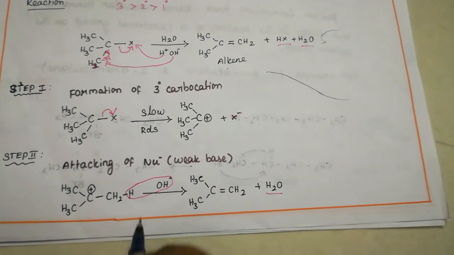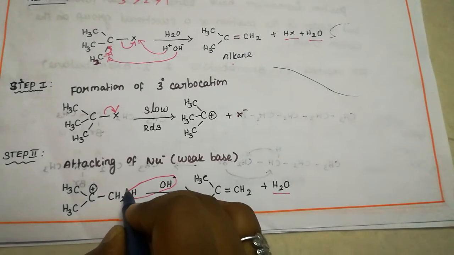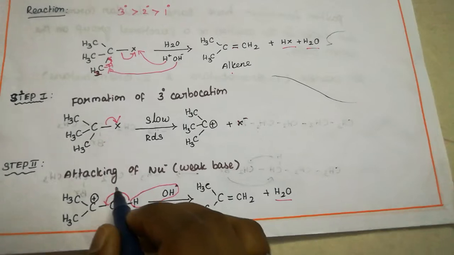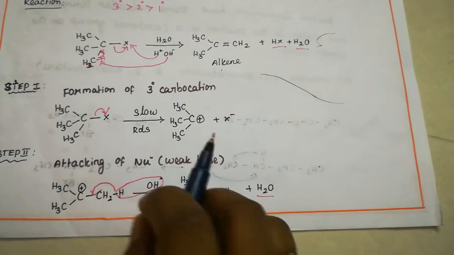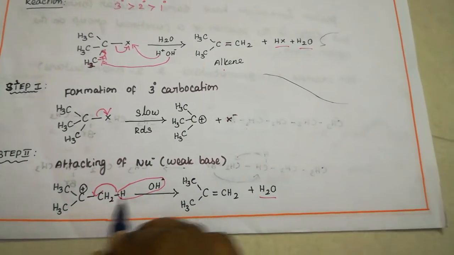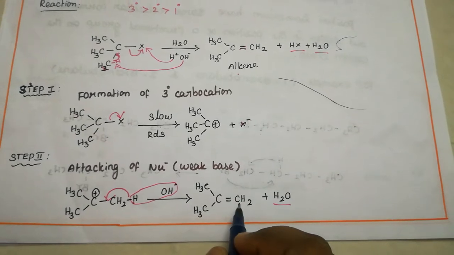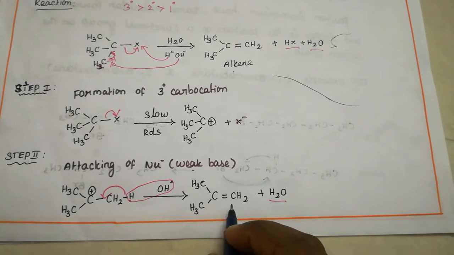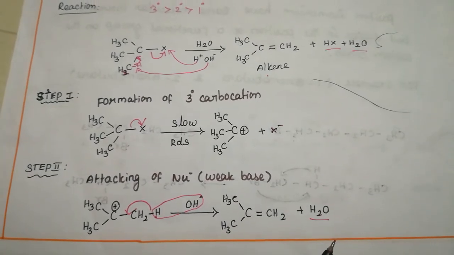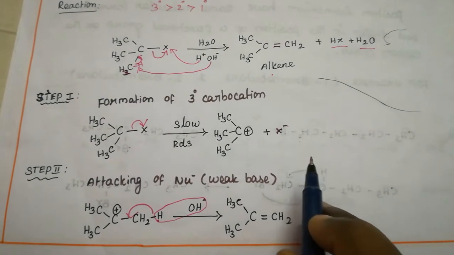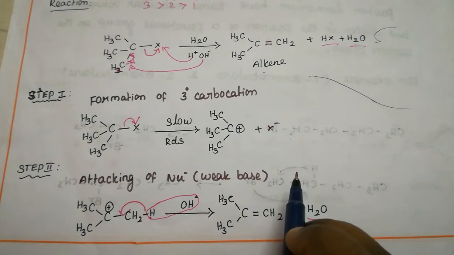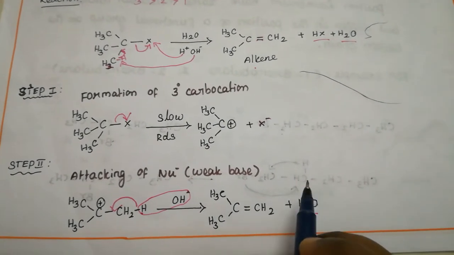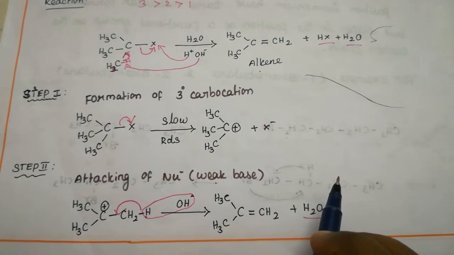Then what will be left over here? See this, this bond shifted to this carbon, and this carbocation becomes neutralized. So we get the product as alkene. So the removal of halogen and hydrogen as a water molecule from this molecule, this reaction is known as dehydrohalogenation reaction.